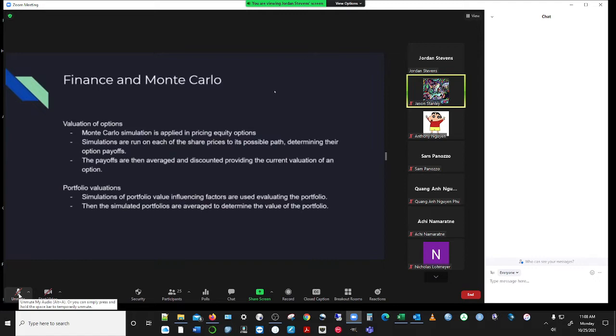Monte Carlo integration and its real-life use case can be seen within finance as a risk assessment technique. Applied as a simulation to solve probability of different outcomes on problems that cannot be simply solved due to the interference of a random variable, this application is seen mostly within the fields of valuation of options, portfolio valuations, valuation of fixed income instruments and interest rate derivatives, and financial modeling. Within valuations of options, Monte Carlo simulation is applied in pricing equity options, where simulations are run on each of the share prices to its possible path, determining their option payoffs. The payoffs are then averaged and discounted, providing the current valuation of an option.